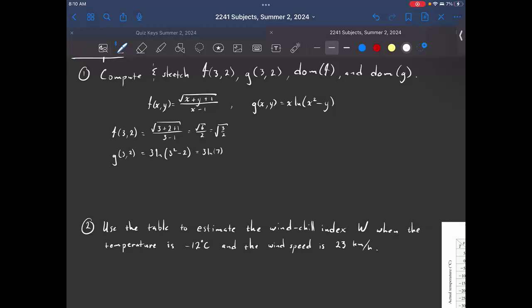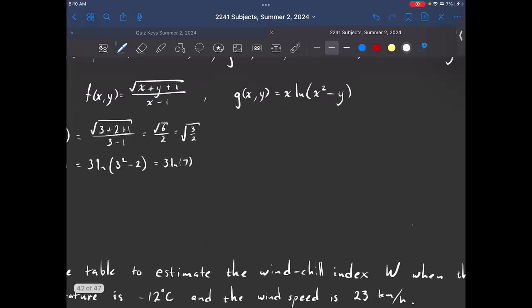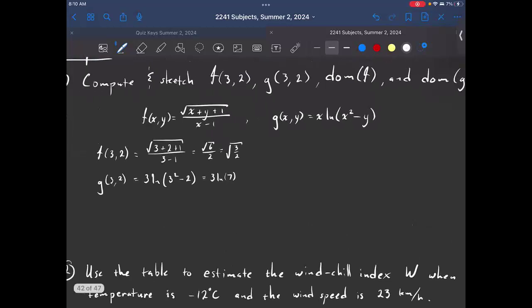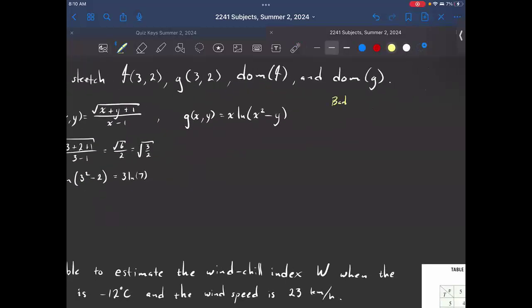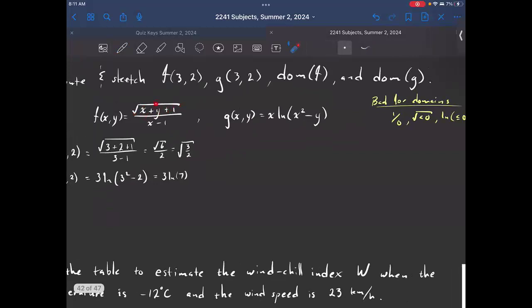All right, so what about domains? Well, domains are a little bit trickier because we have to worry about some more stuff here. So we still have the same three things to worry about that are bad for domains. We have 1 over 0, we have square root of a negative number, and we have natural logs of non-positive numbers. So these three things are what we want to look out for when we're trying to compute domains of multivariable functions.